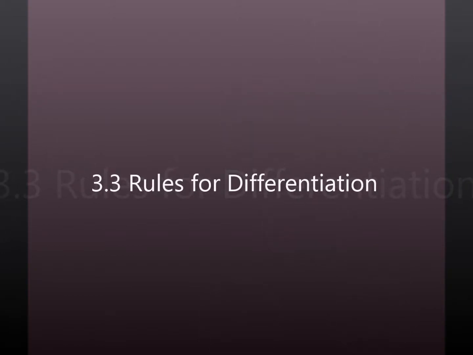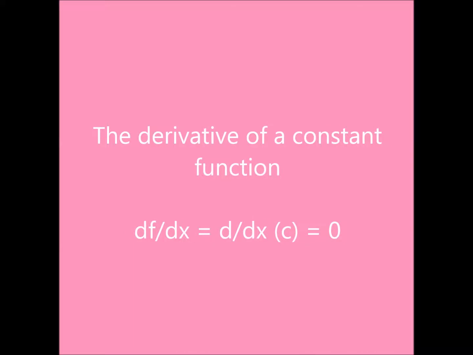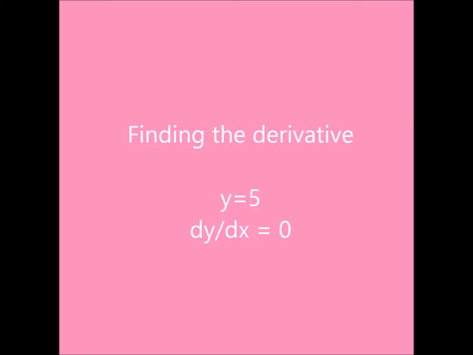The derivative of a constant function is d dx of c equals 0. This will always be true no matter what the constant. The derivative will always equal 0. For example, to find the derivative of y equals 5, you use this rule and you know that dy dx equals 0.